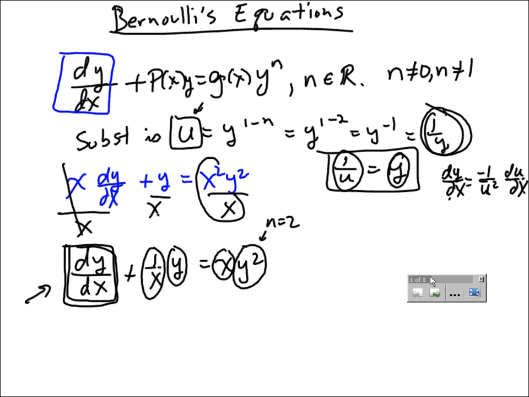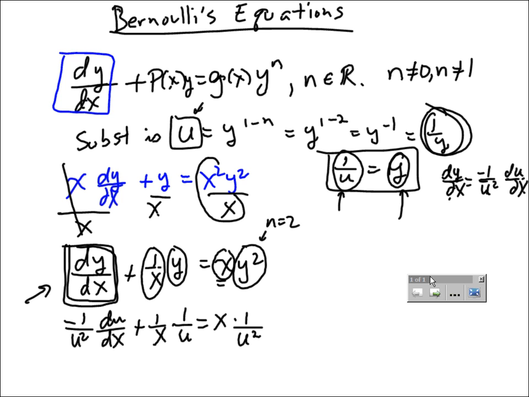So instead of dy dx, I'm going to write negative 1 over u squared times du dx plus 1 over x times y. So y, which is 1 over u, is equal to x times y squared. I square the right side, I get y squared. I square the left side, I get 1 over u squared. But I want to get this to be a linear equation.